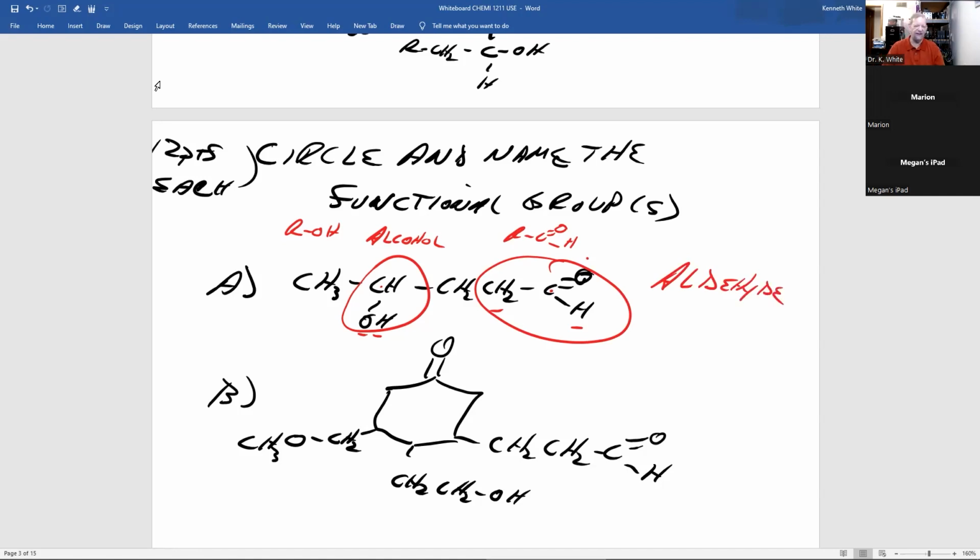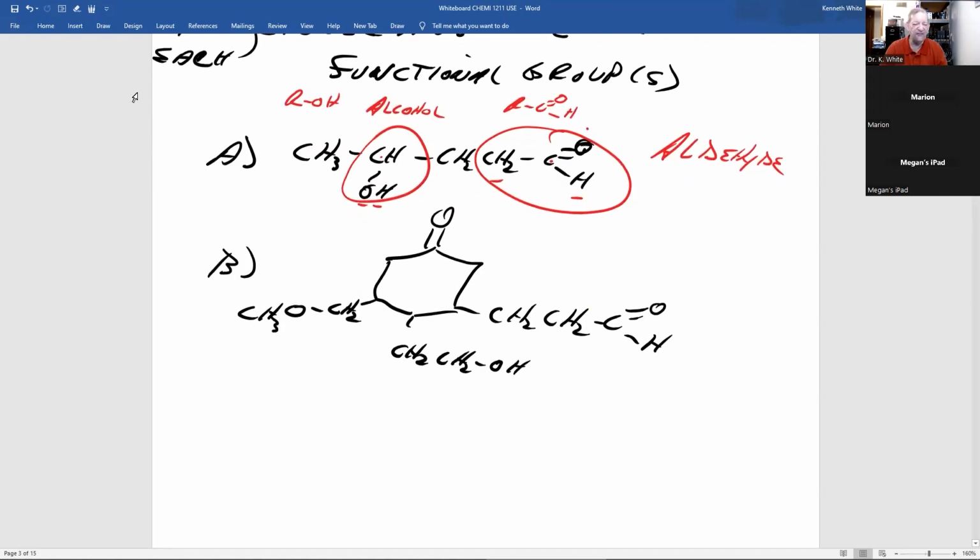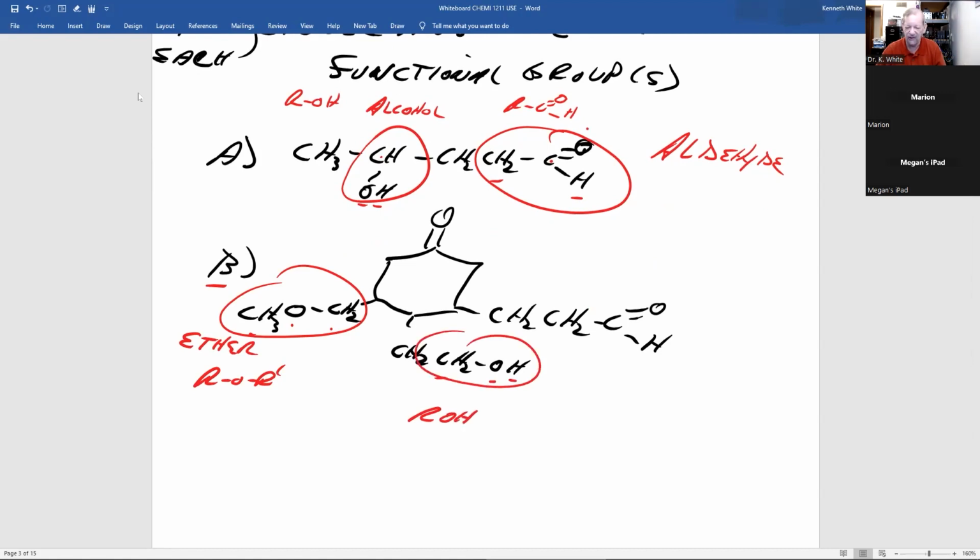This is fun. Circle and name the functional group or groups, 2 points each. Now, if we look in B, oxygen here, carbons here and here. Again, you don't have to do this, but I will. What is this? It's an ether. Oxygen, hydrogen, carbon. Again, you don't have to do the ROH, but circle it, and that's an alcohol.